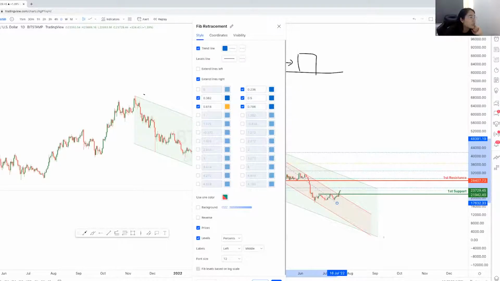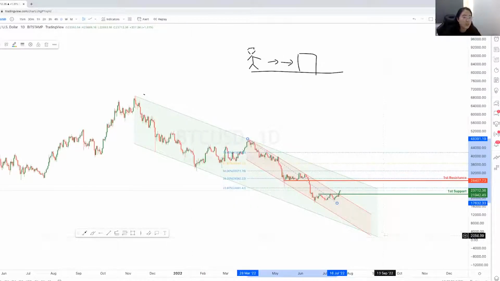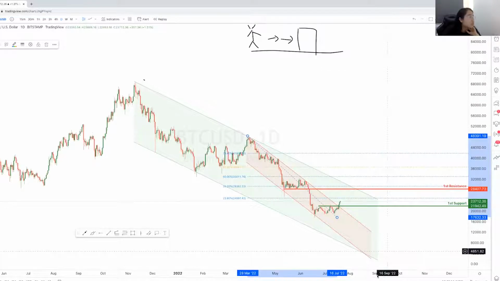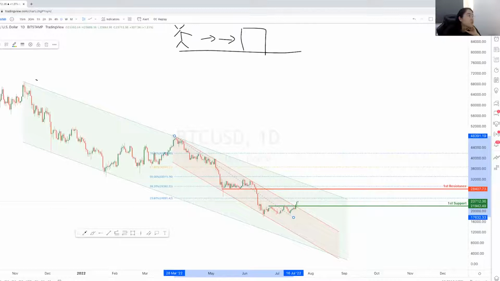Can you guys let me know which Fibonacci retracement level is closest to our first resistance? I'll make it bigger so you guys can see it clearer, for those who are watching this from your phone.